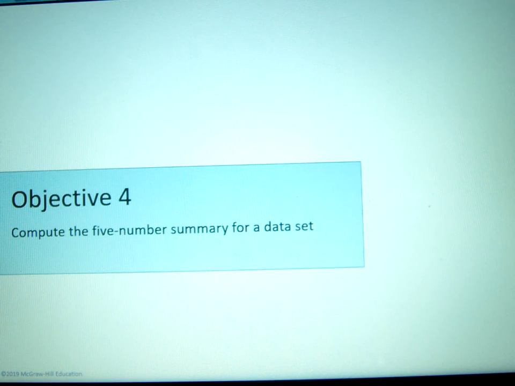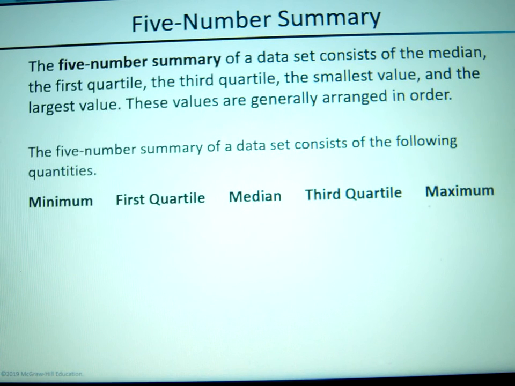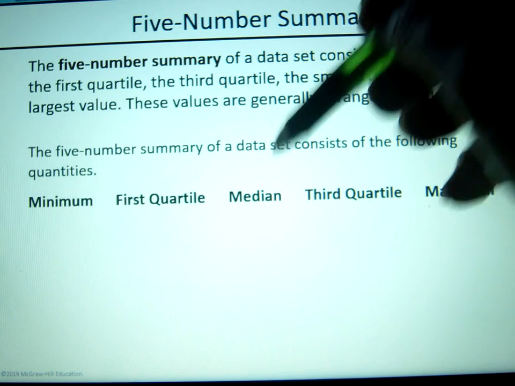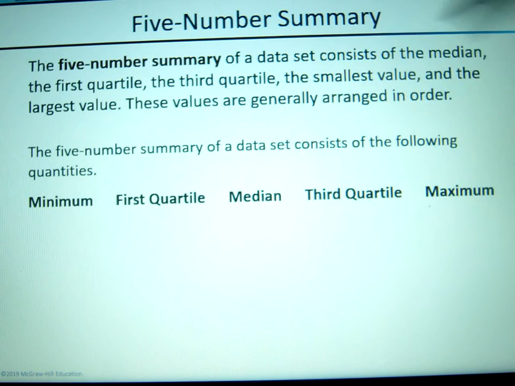Now we're going to take a look at getting the 5-number summary for a data set. We've already done this, kind of. When you're looking at your quartiles, you just need to find your smallest number, your first quartile, your second quartile, which is your median. Remember, this is your second quartile, your third quartile, and your max.